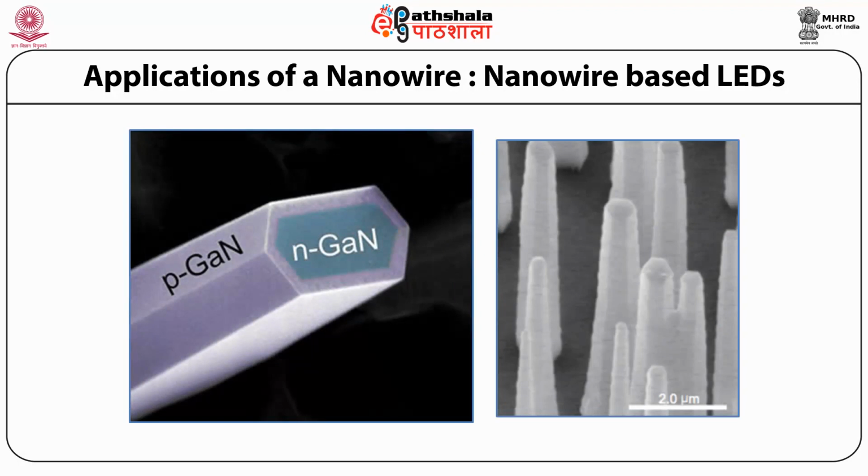Now let us discuss the application of nanowire as LEDs. Nanowire could be potentially used for making light emitting diode, which is called LEDs. LEDs made from nanowires will use less energy and provide better light. For an example, here I have taken gallium nitride nanowires.